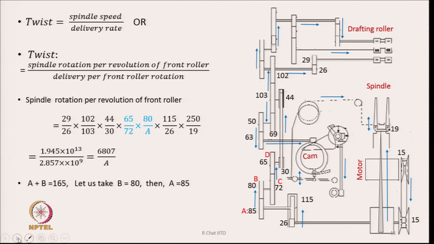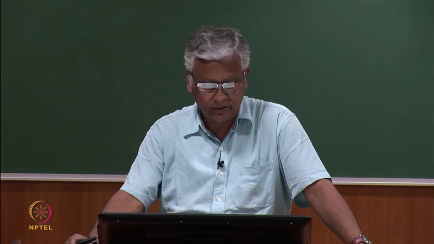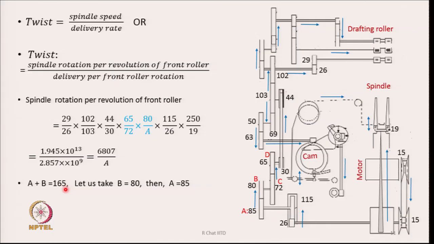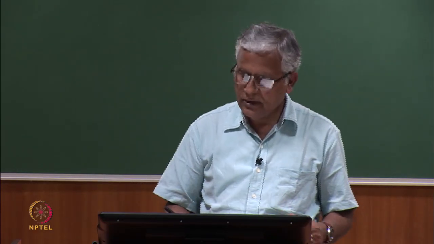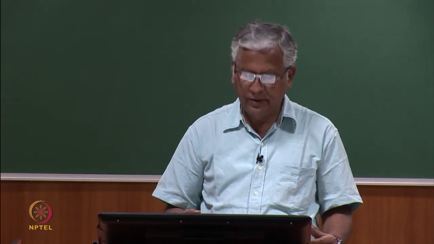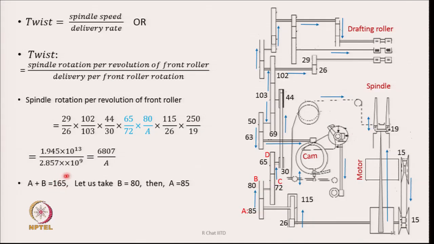Now, generally the summation of the teeth of A and B is usually 165. This will be given by the machine manufacturers. So, if B is 80, then A has to be 85. If we choose B to be 85, then A will be 80. There could be certain combinations given by the machine manufacturers, and we can change the teeth of A and B simultaneously so that the total remains 165.